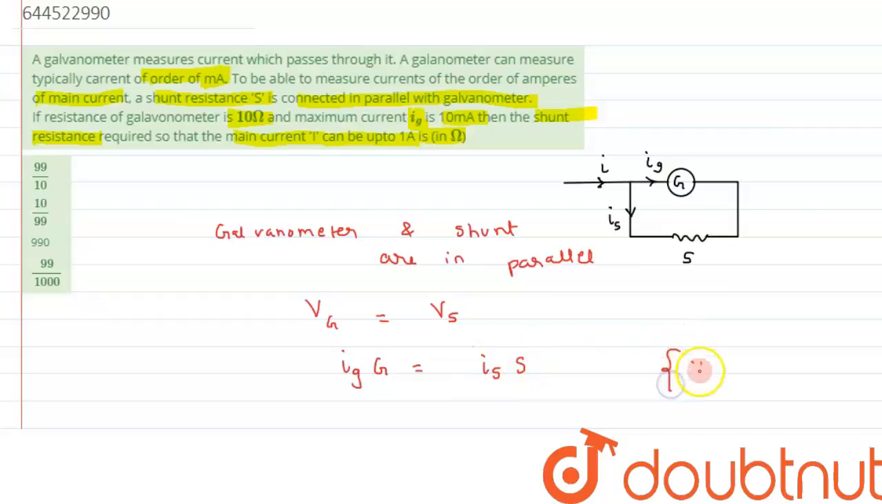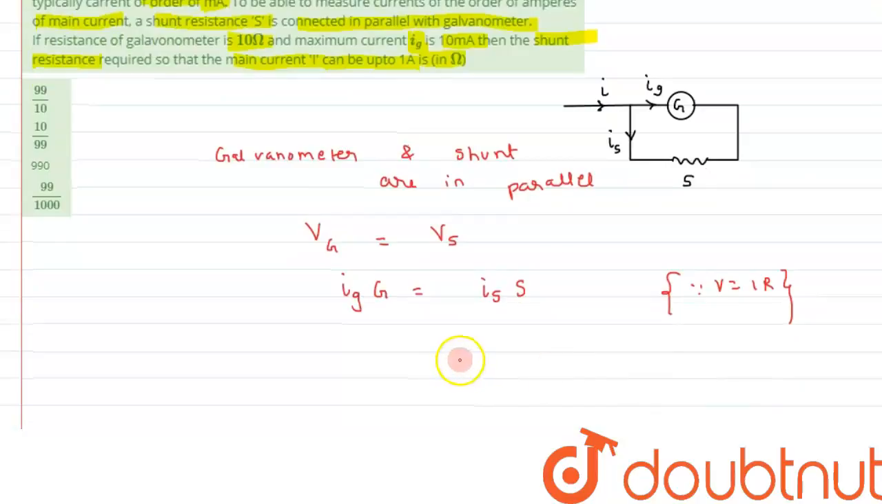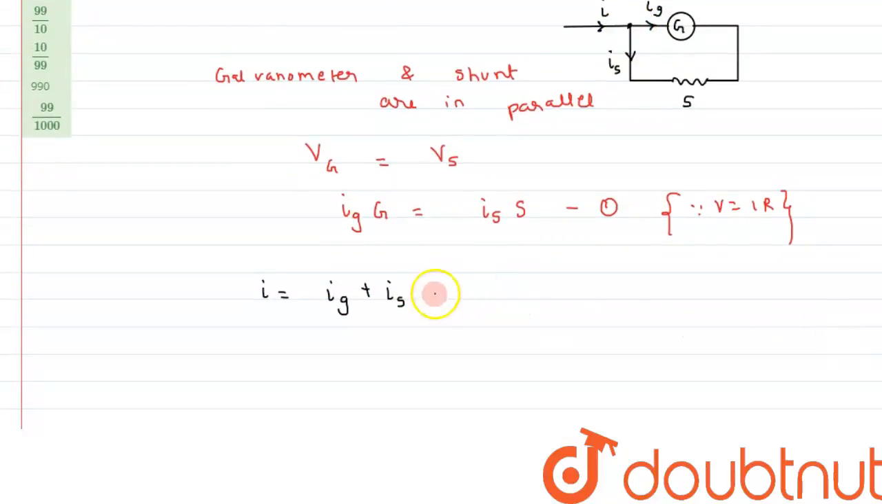Since V equals I into R, now we have been given the value of Ig, that is 10 milliampere, the resistance of the galvanometer, that is 10 ohm, and the maximum current I is given as 1 ampere. Let's say this is our equation number 1. Now we can write I equals Ig plus Is. From the diagram we can see this, or we can say we are applying KCL at this junction. Either way we can understand this.